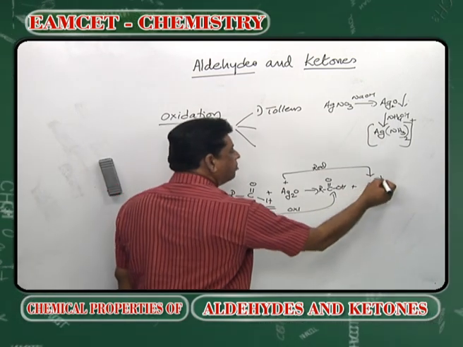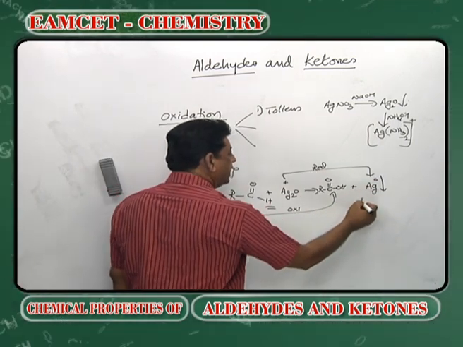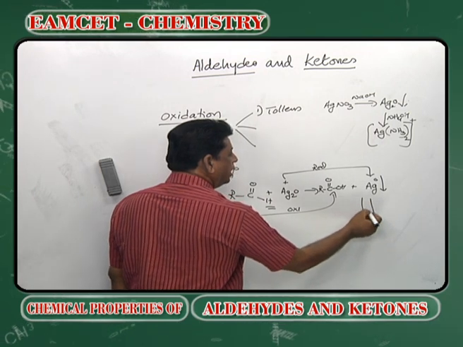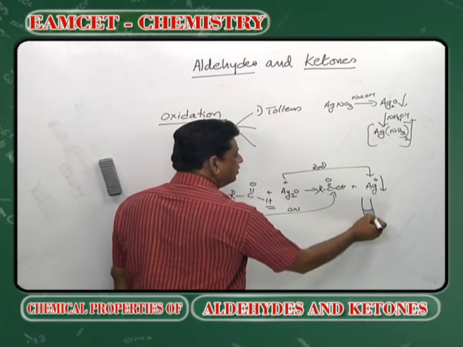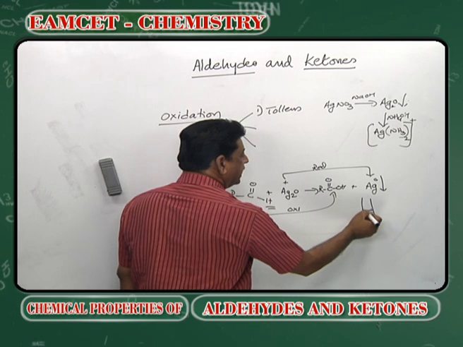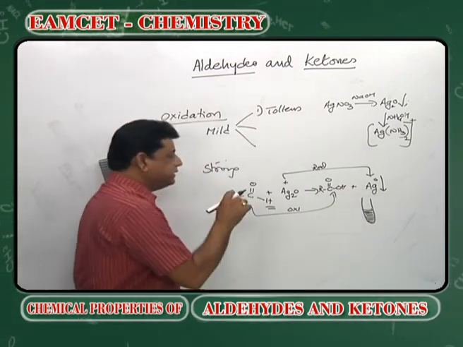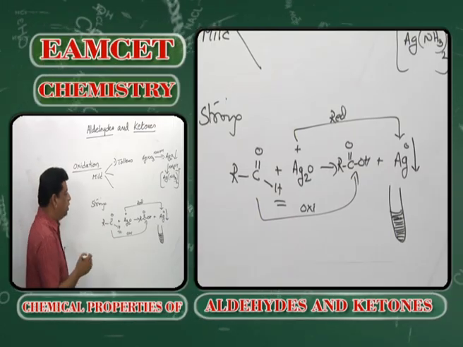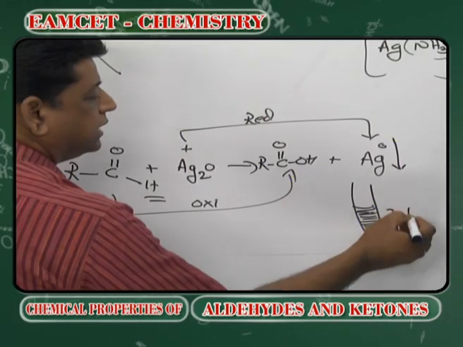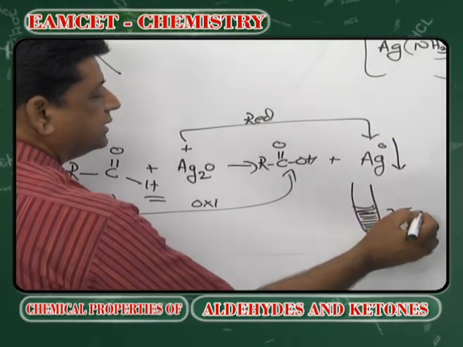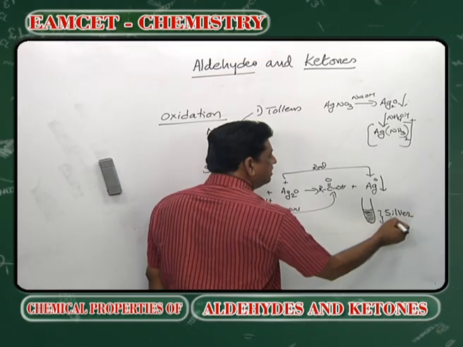The silver formed will get precipitated, and in the test tube, all the inner walls, that silver will slowly attach and settle on the inner walls of the test tube. It looks like a silver mirror. Therefore the test is called the silver mirror test.